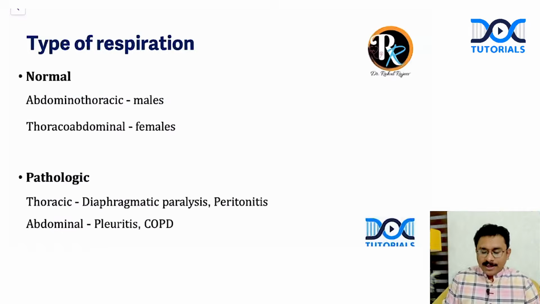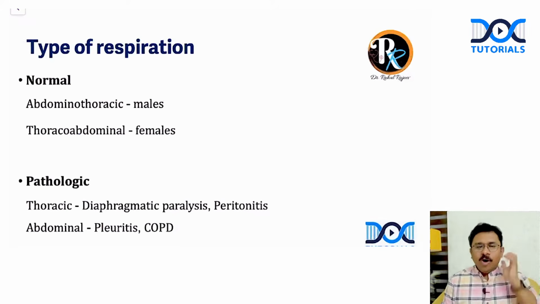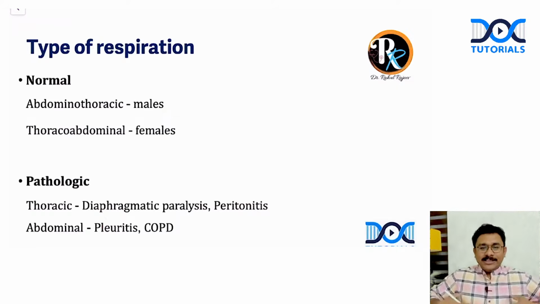Now coming to the type of respiration. The normal type of respiration is abdominothoracic in males and thoracoabdominal in females. Abdominothoracic means both the diaphragm as well as the rib cage are contributing, whereas in females mostly it is the rib cage that is contributing, which is the thoracoabdominal type.